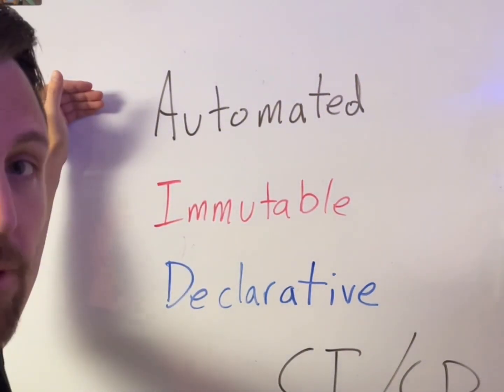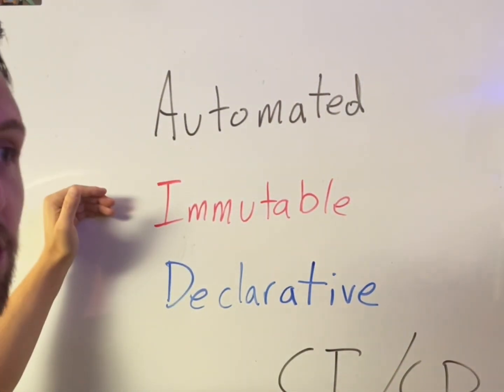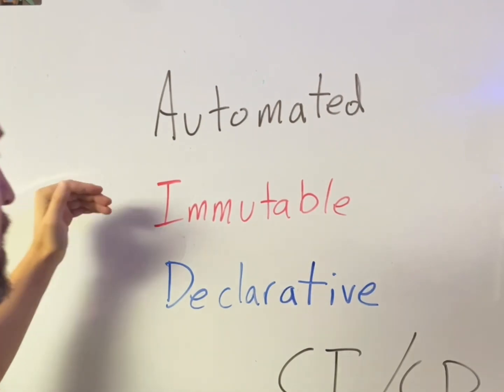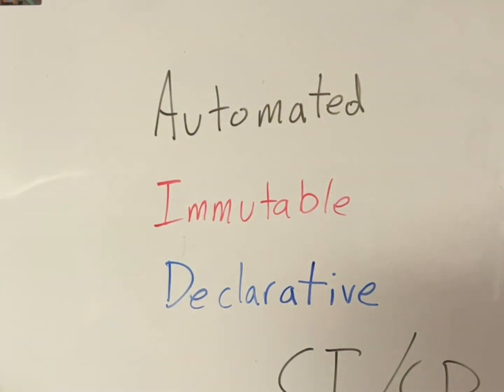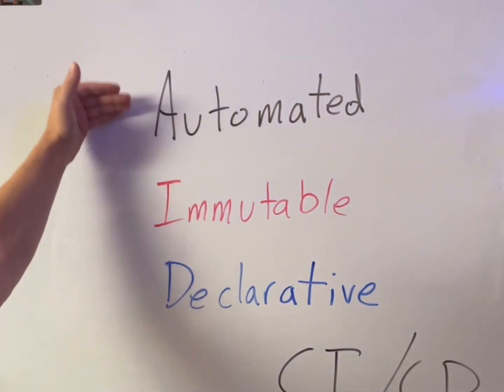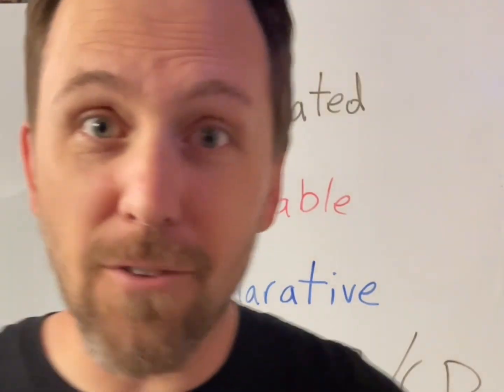You have your DevOps people that are automating things, you have your SREs that are checking things in production and making sure they're immutable, and you have your platform teams that are building some new abstraction that works on both of these things. Thank you for coming to my TED Talk.